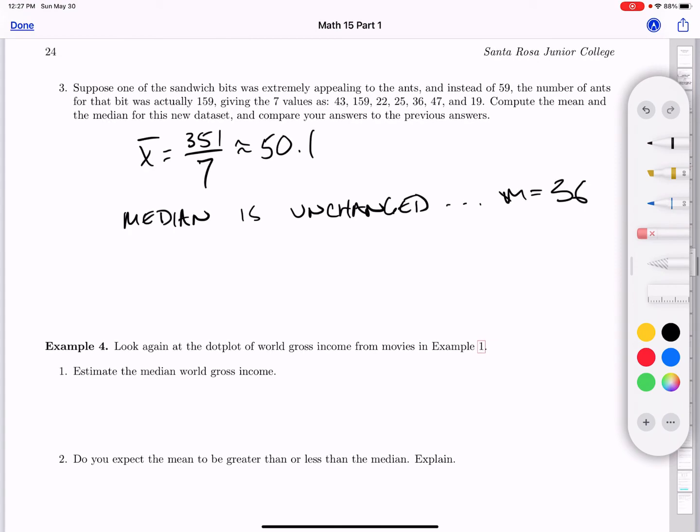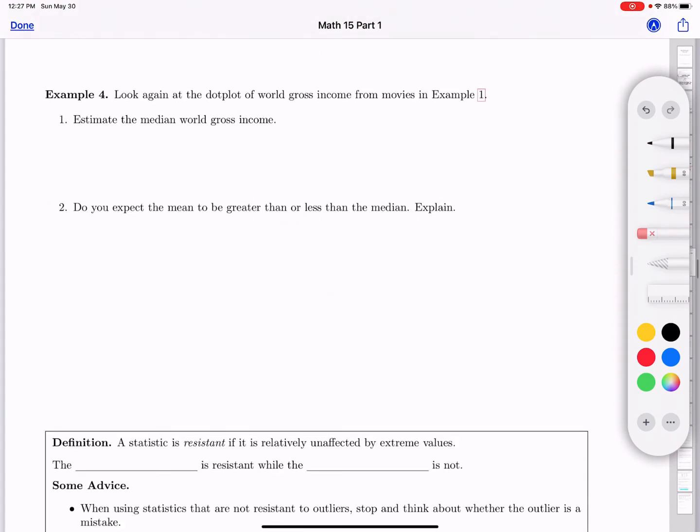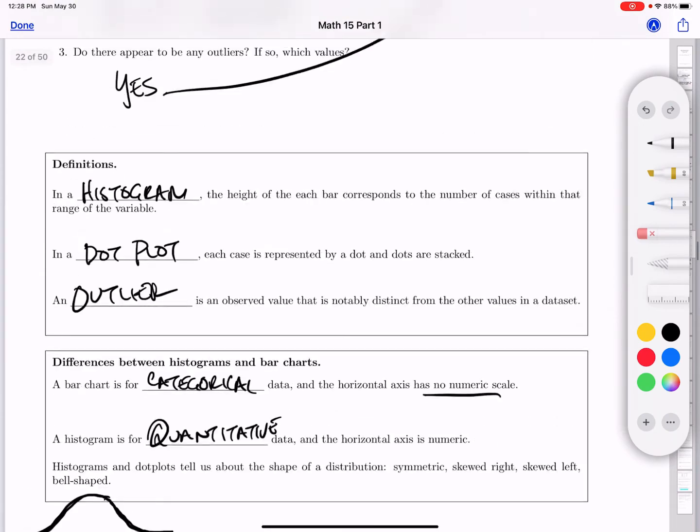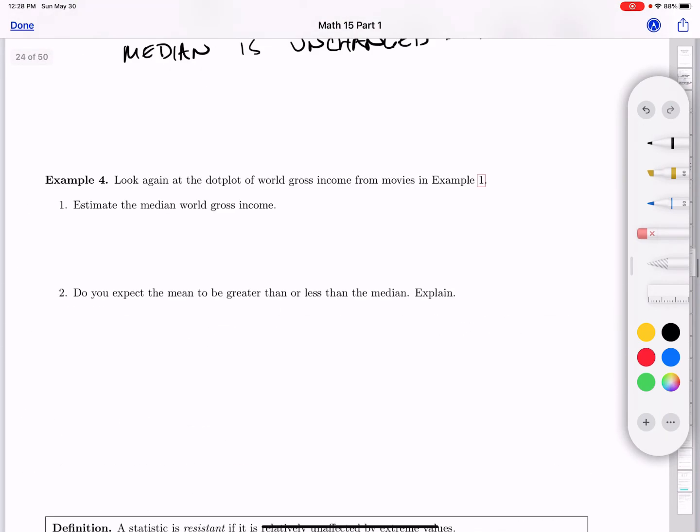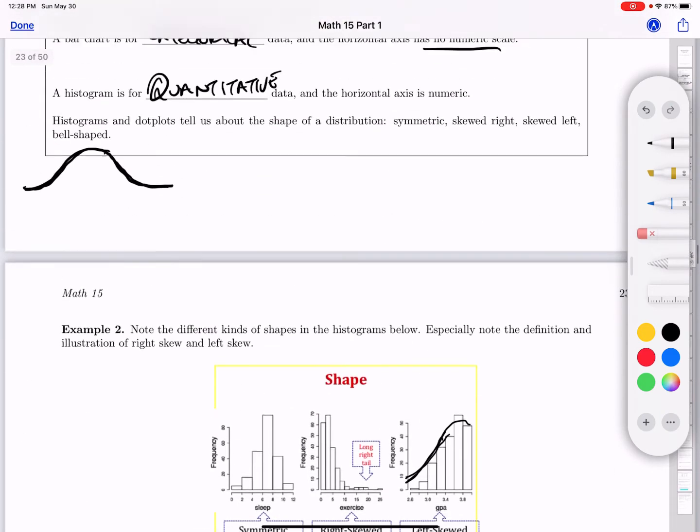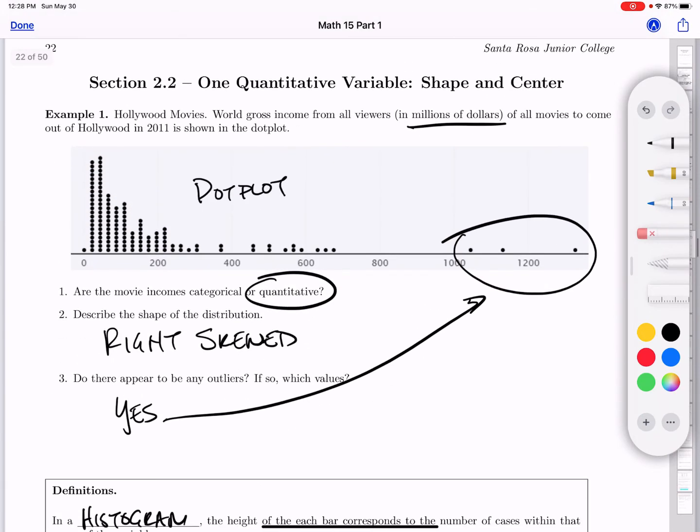Okay, so let's look at example 4. It says to look again at the dot plot of world gross income. Okay, there's that. And then it says to estimate the median. So remember, the median is the center value. So we kind of want to pick a value so that there are just as many values to the left of the value we pick as to the right.